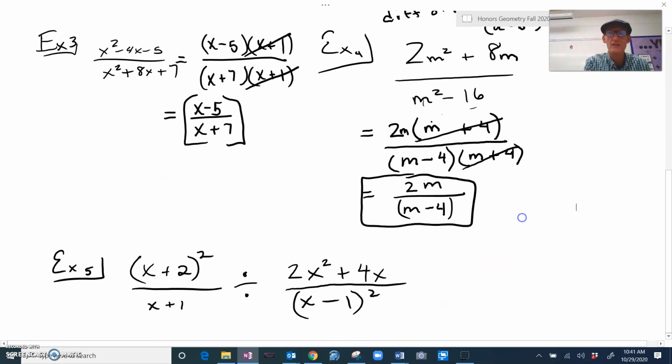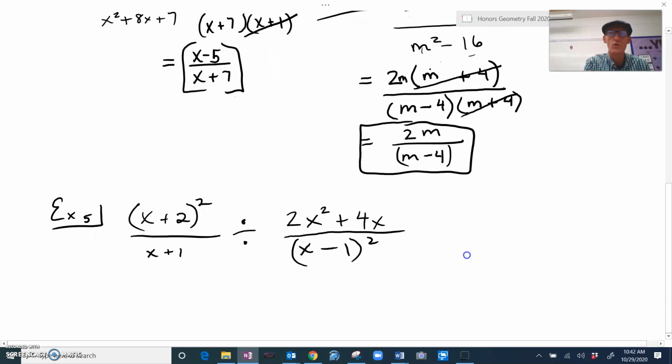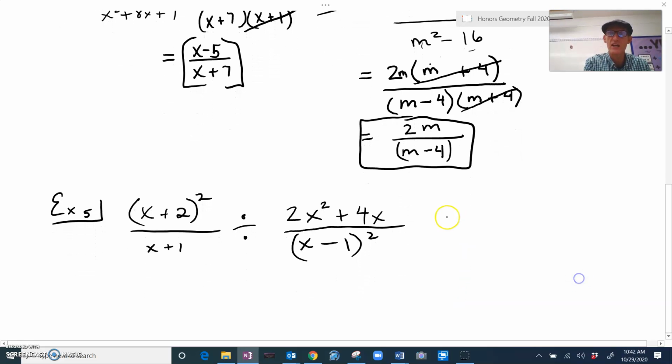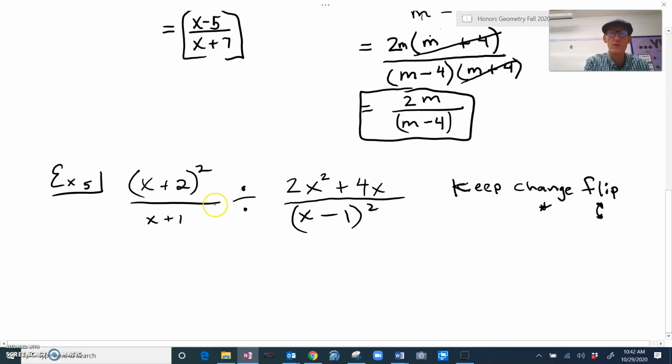Okay, the last example is a division problem. So we try to remember that it's keep, change, flip, because division is really multiplication by the reciprocal. So we keep the first number, we change this to multiplication, and then we flip the second part, okay? So we flip whatever's being divided.